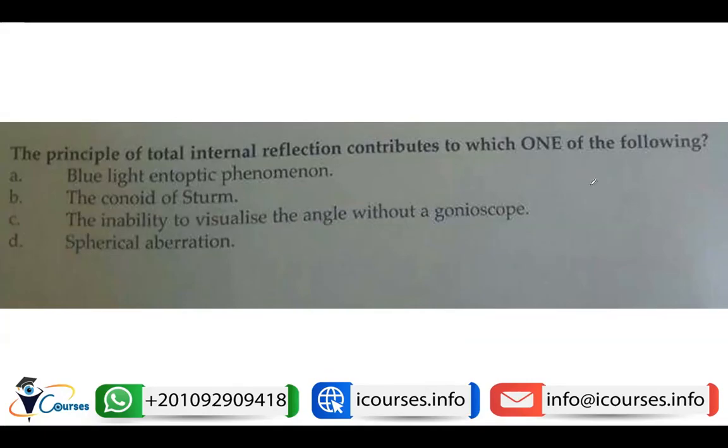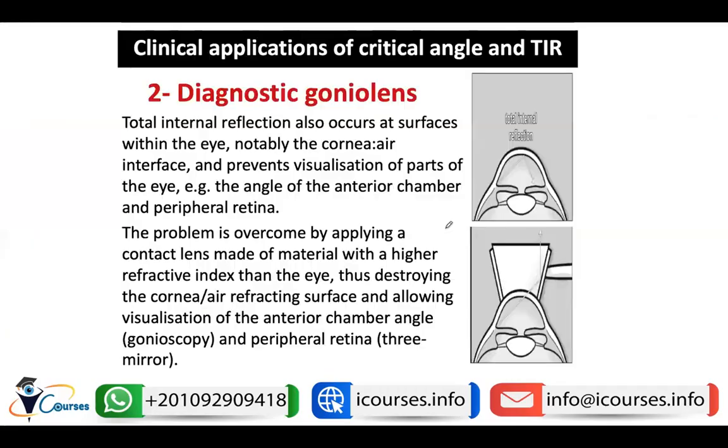Exactly. That's the principle of total internal reflection that contributes to the inability to visualize the angle without a gonioscope. As we use the gonioscope, we're making the light pass from the less dense to the more dense medium so that it will undergo refraction rather than total internal reflection.